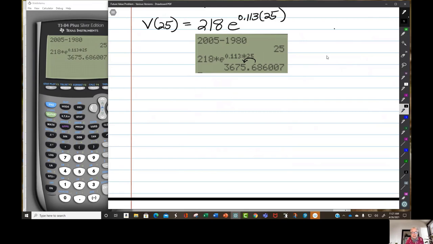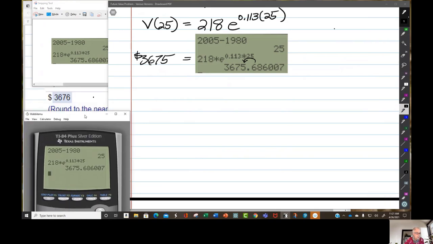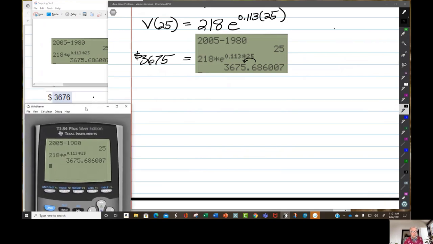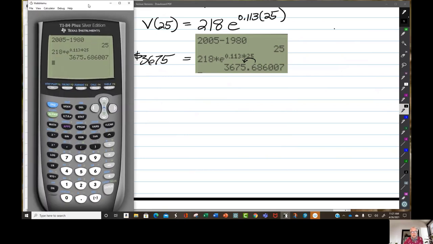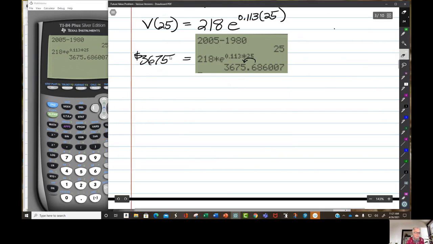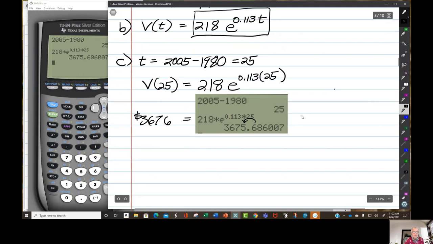So our answer is that the value 25 years later is going to be 3675. Although I believe you do not need to put a dollar sign because they already put it for you. So just write 3676. Although I'm sure your numbers will be changed. I wrote a 5, didn't I? Oh well. 6. There now. That's part C.